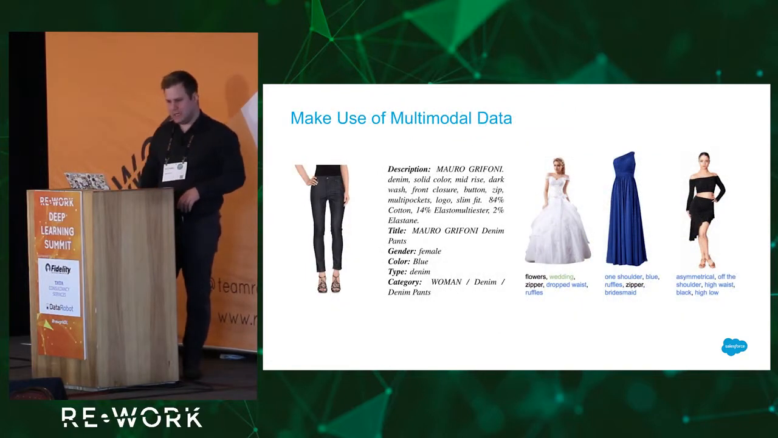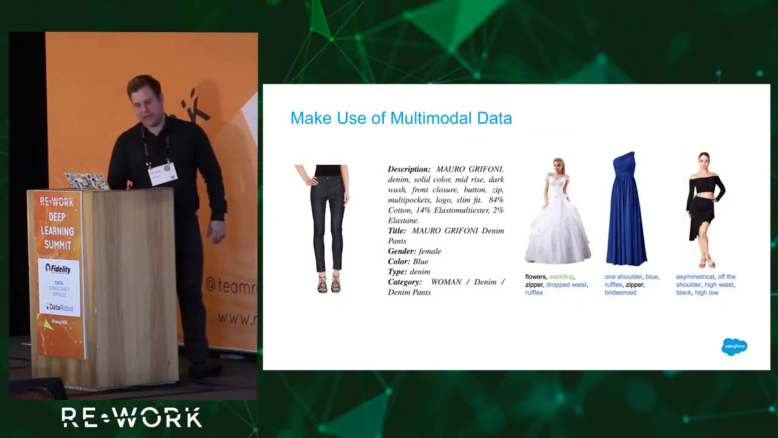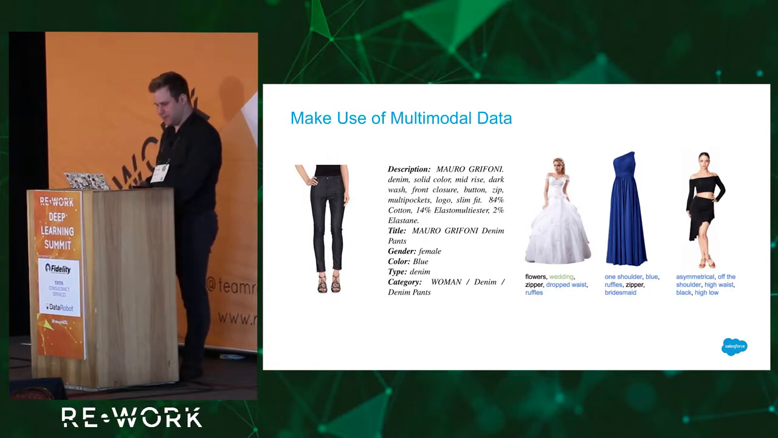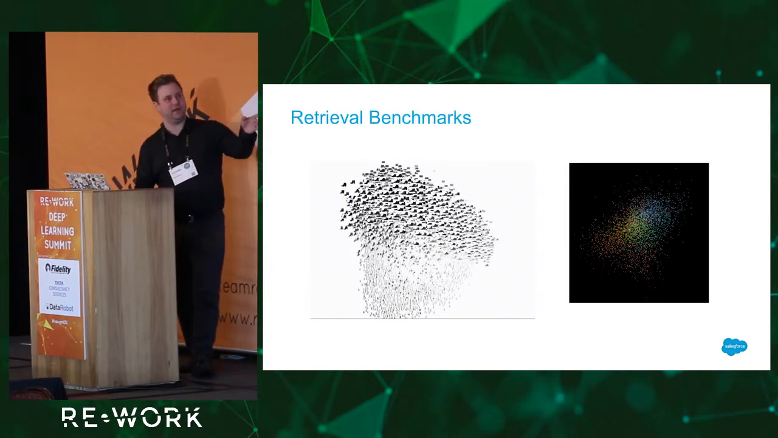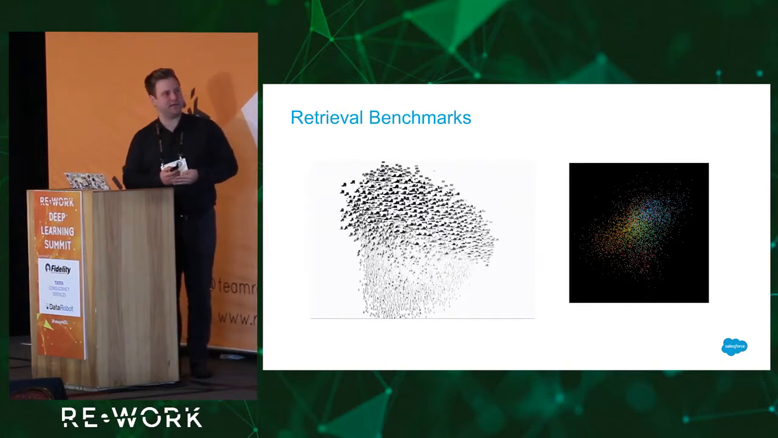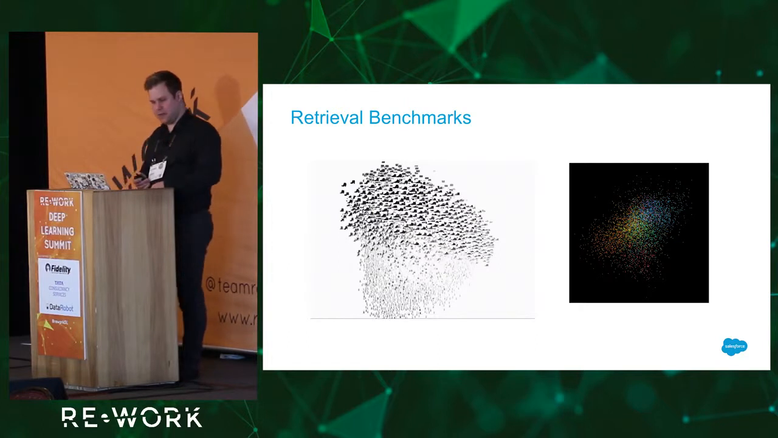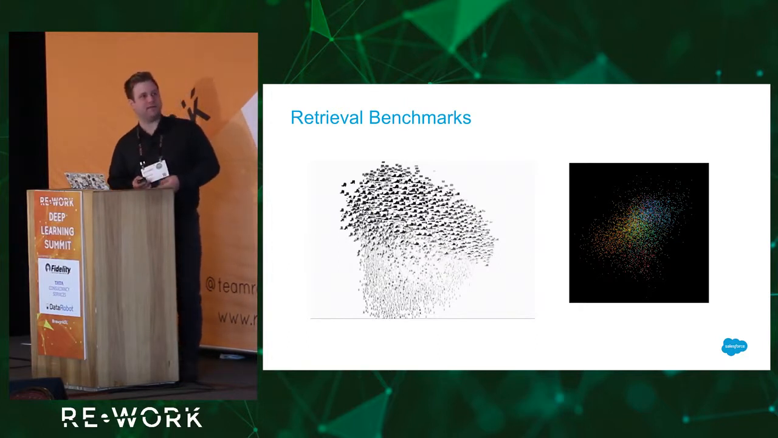Okay. We have a lot of weak labels. We've got to make use of text. That's always a really good idea. For retrieval benchmarks, on the left you see a t-SNE projection into 3-space of Fashion MNIST. And on the right is basically LeNet trained to separate the classes into 2-space.